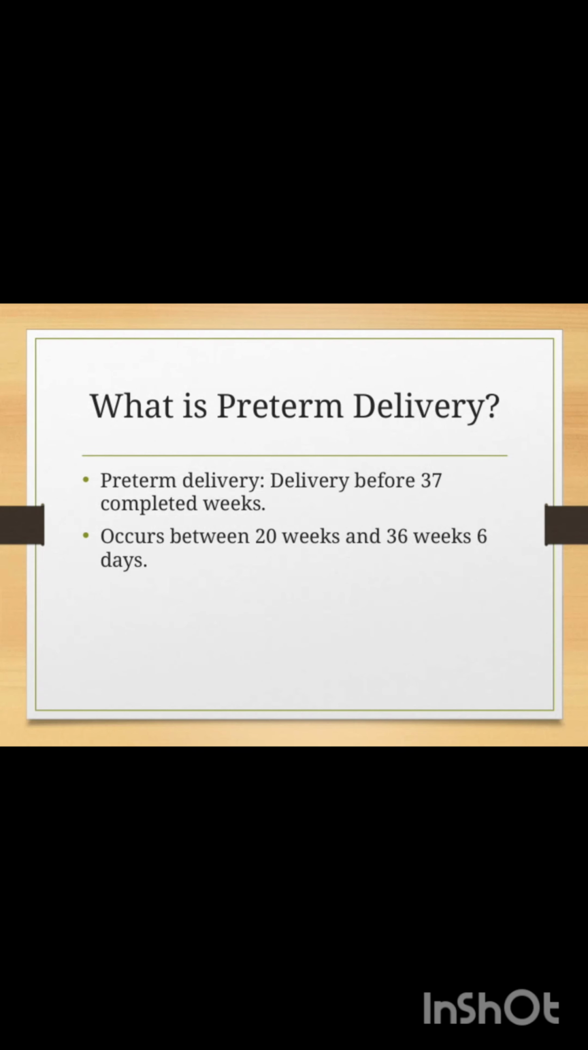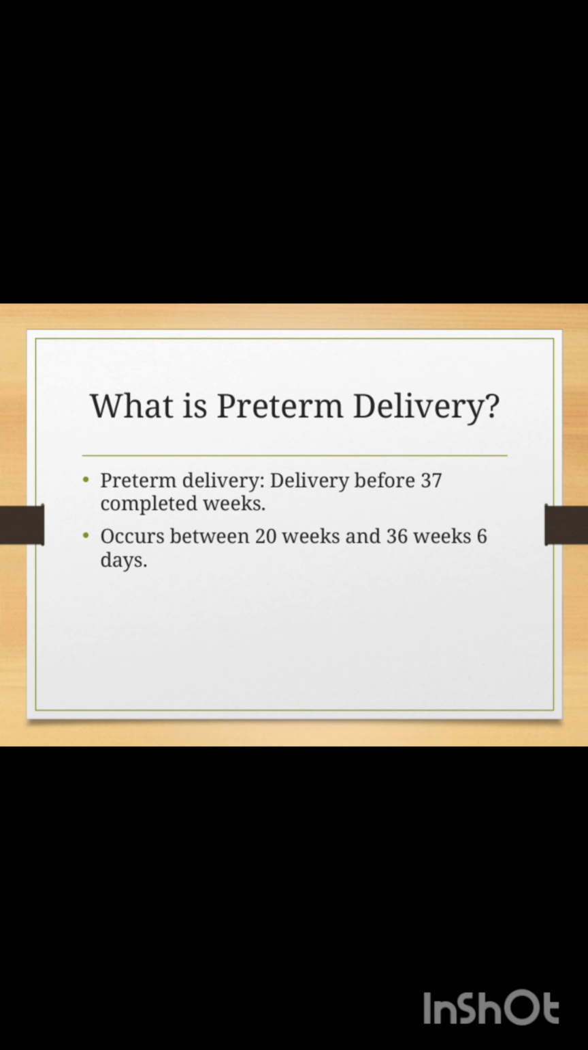Preterm delivery refers to a baby being born before 37 completed weeks of pregnancy. It happens between 20 weeks and 36 weeks and 6 days. This is a critical concept because preterm babies often face more health challenges compared to full-term infants. Understanding when a delivery is considered preterm helps us identify at-risk pregnancies and plan appropriate care.